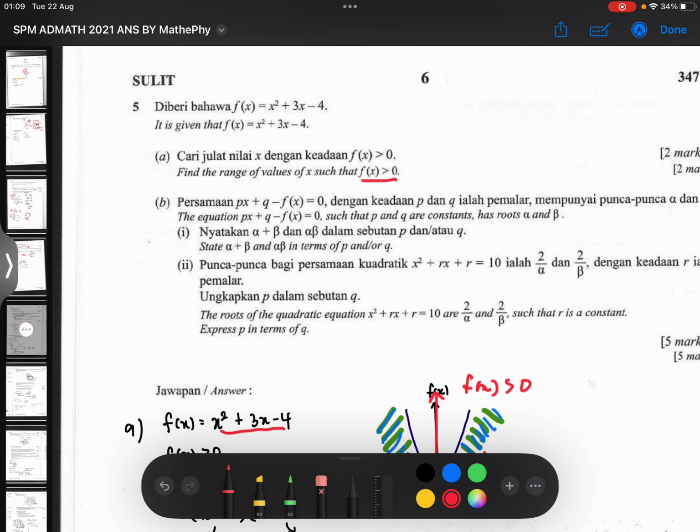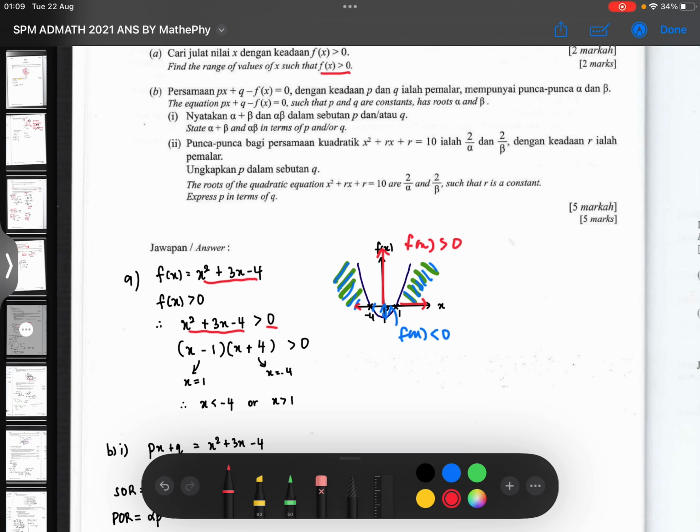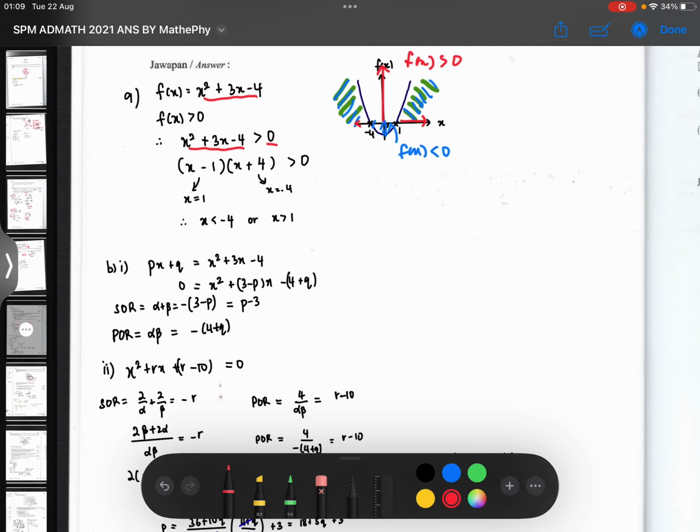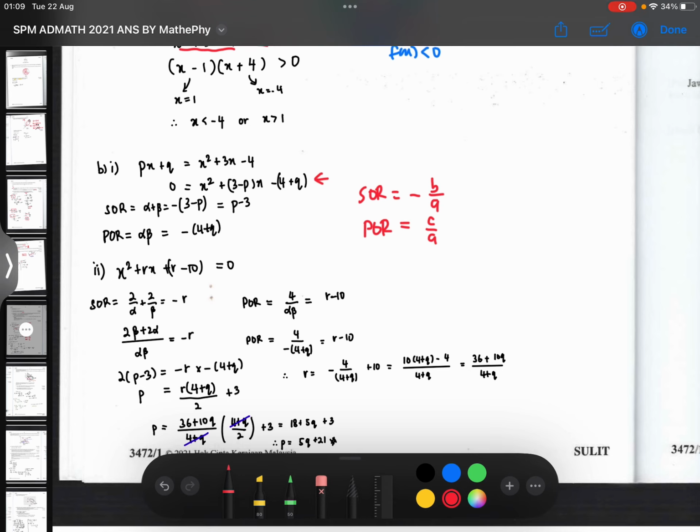for question B, you need to remember what? B1. Okay, px plus q minus f(x) equals 0. So I make the equation like this, in standard form. And you need to remember that sum of roots (SOR) is minus b over a, and product of roots (POR) is c over a. You need to remember that. Then you get SOR and POR, and you are in the safe zone.